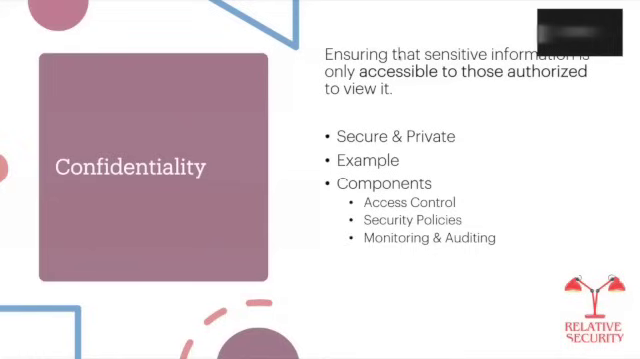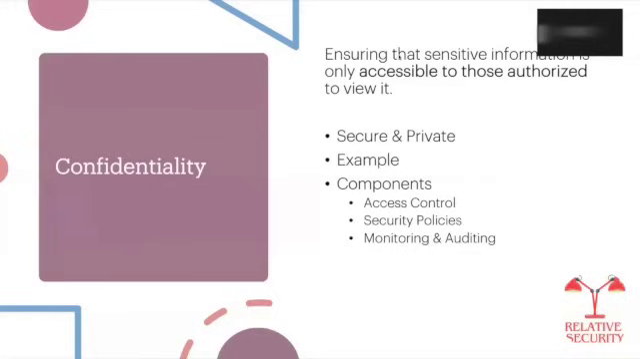Now, there are different components to it. For example, access control: the process of defining and enforcing who can access specific information is known as access control. And then there are security policies, which are formal rules and procedures that define how information should be protected, what are the different ways that we will be using to protect that information, and ensuring that the information is only accessed by those who are allowed.